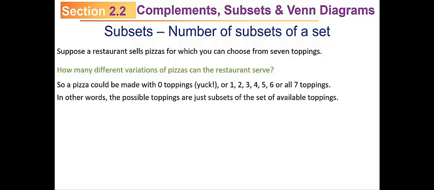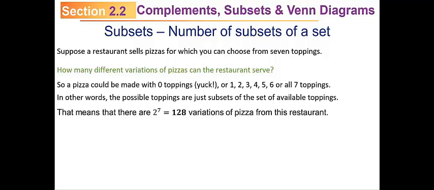Well, that just means we're looking at toppings as elements of a set, and we're looking at how many subsets of toppings you can have on your pizza. So there's an analogy there between subsets of a set and subsets of toppings to be put on the pizza. That means there are going to be 2 to the 7th, which is 128 variations of pizza from this restaurant if you count a no-topping pizza.